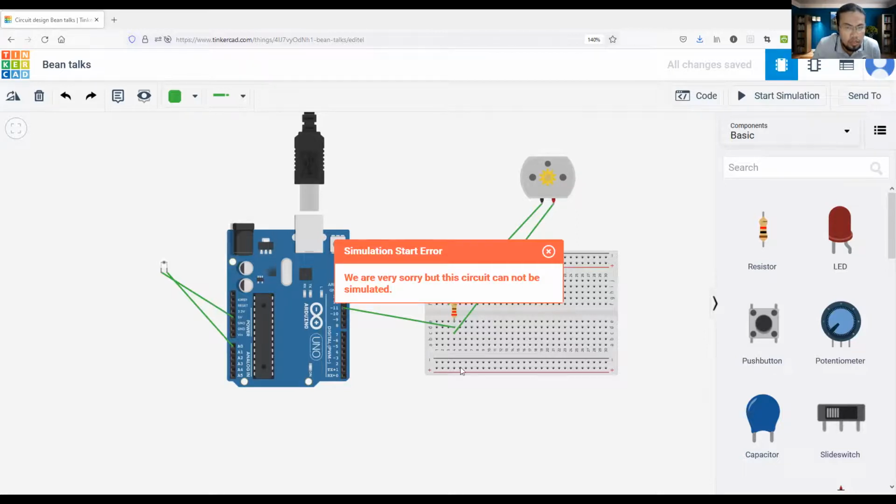Did I do it correctly? Oh, sorry. I think I connected this wrongly. Okay, all right. Let's correct this one. It should be going here. All right.